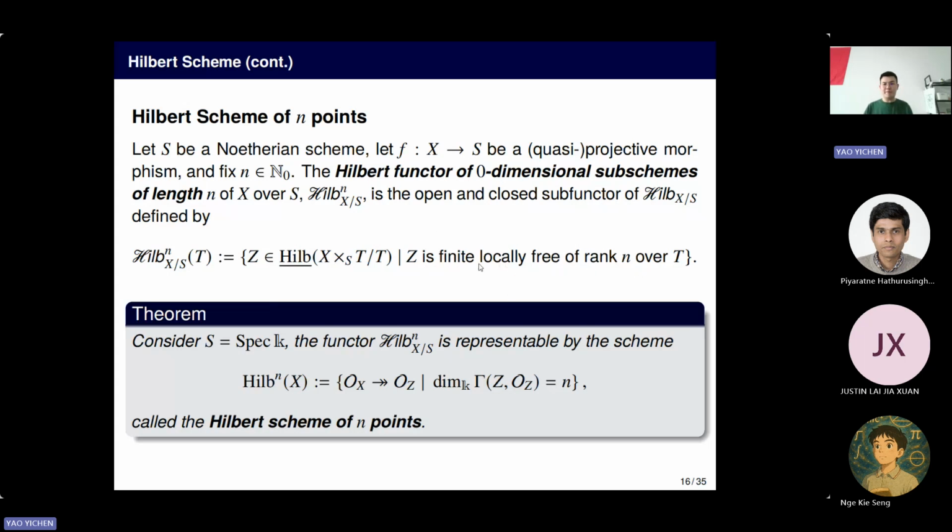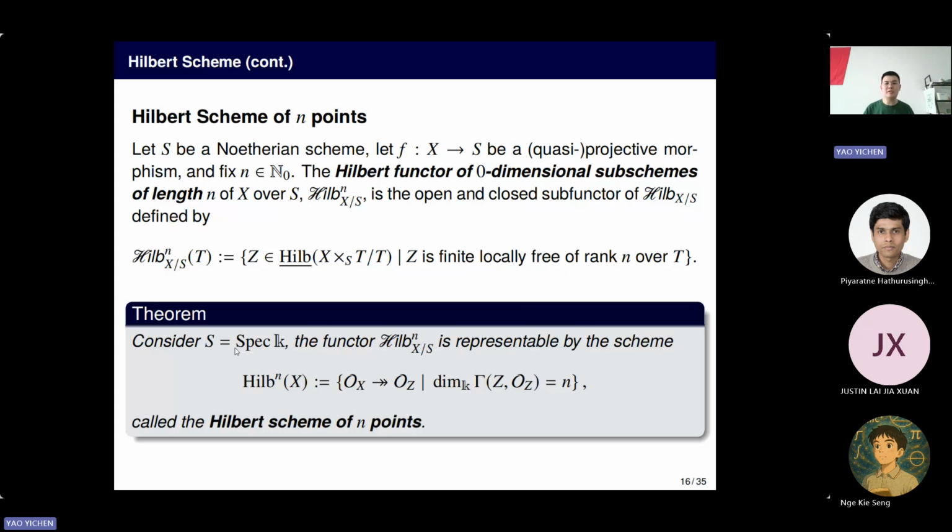We find that this is finite locally free of rank n. We can define this because we ask for the map to be flat. After we ask for this, we can have this property that it has rank n because it is an invariant thing, and then we have the theorem.